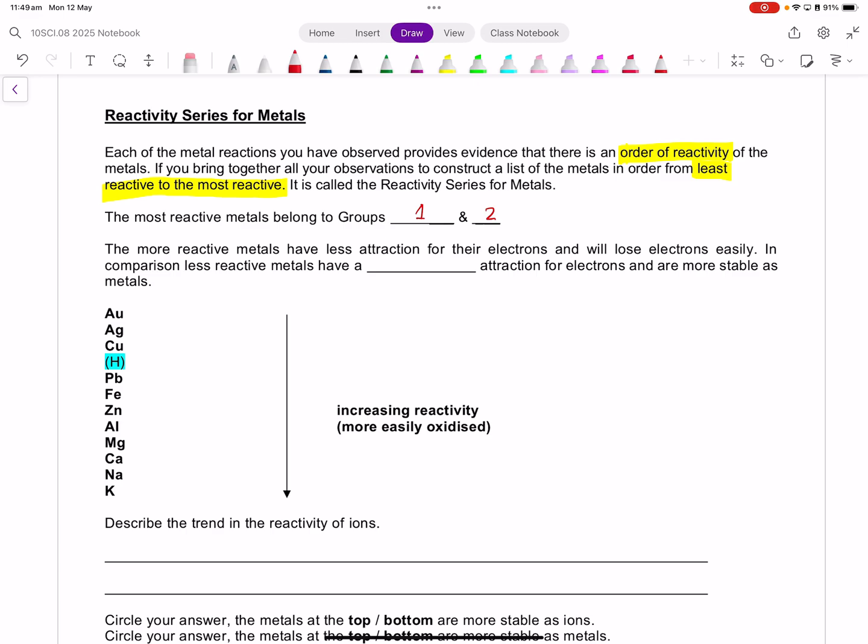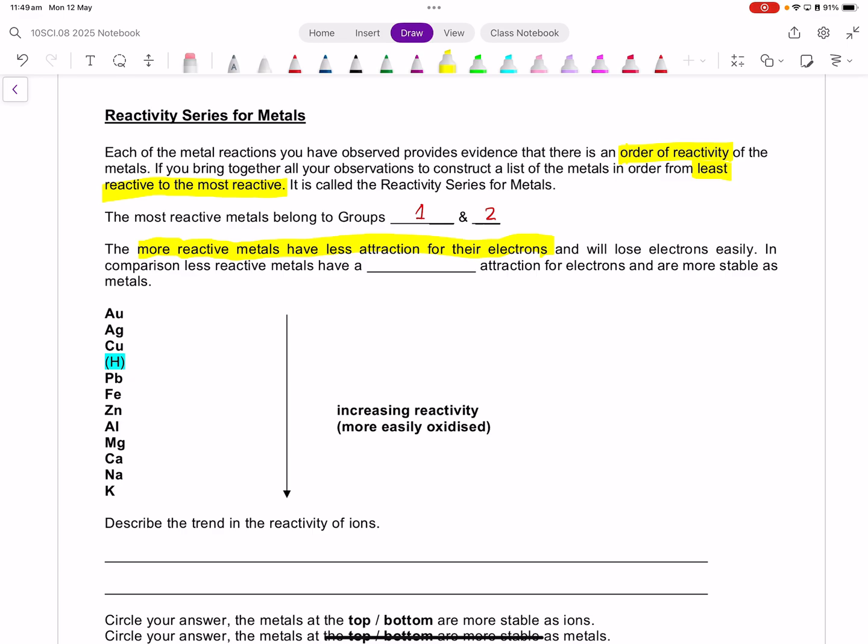Now, the more reactive metals have less attraction to their electrons. So this is another key idea. More reactive metals have less attraction to their electrons. And the reason that they react so readily is they get rid of those electrons because they're not as attracted to them. They're just like, okay, oh, you're around here. Oh, no, I lost you. It's not the end of the world. So they react. They lose them really easily.